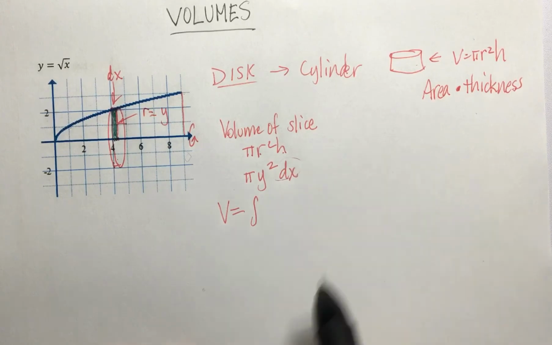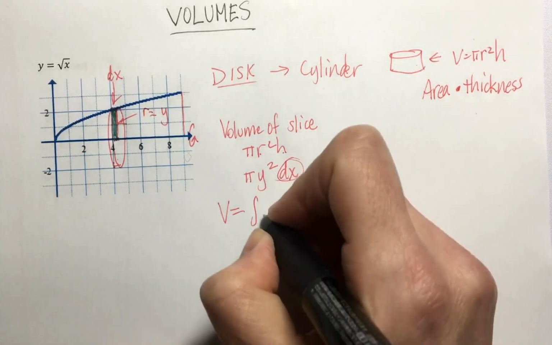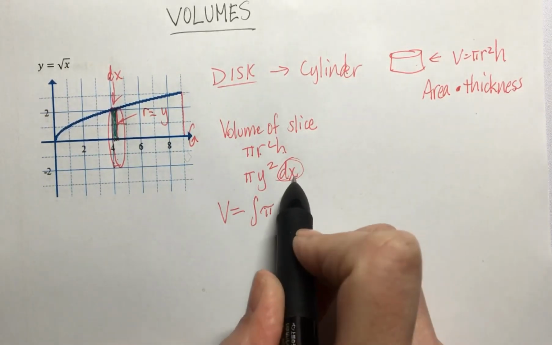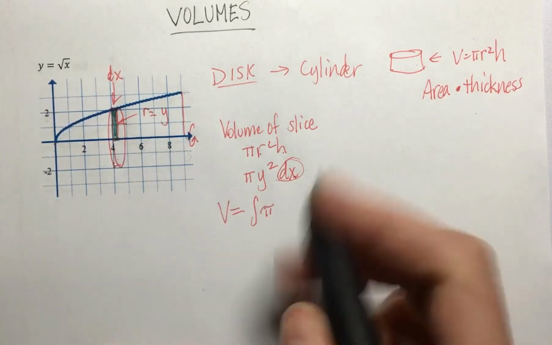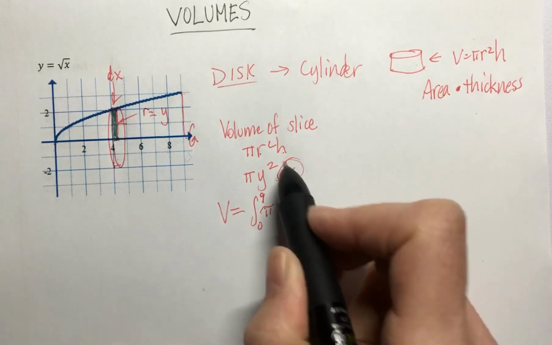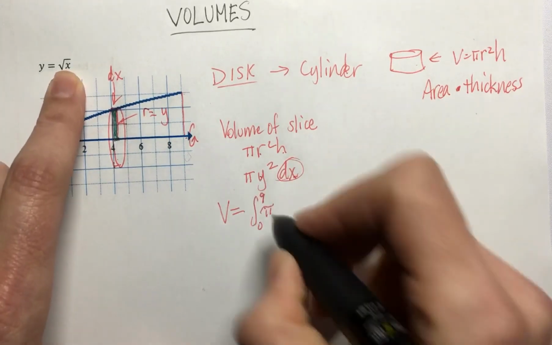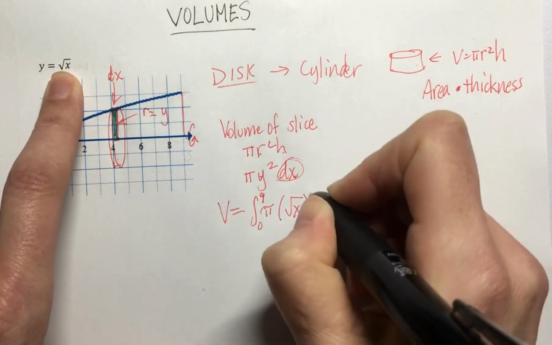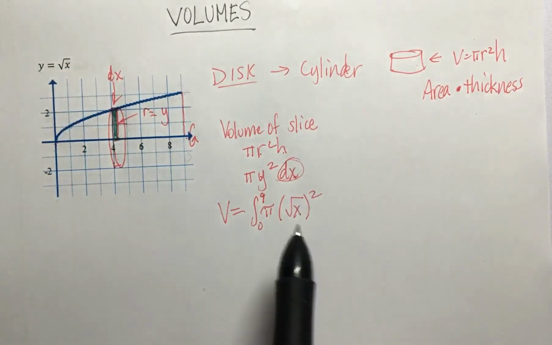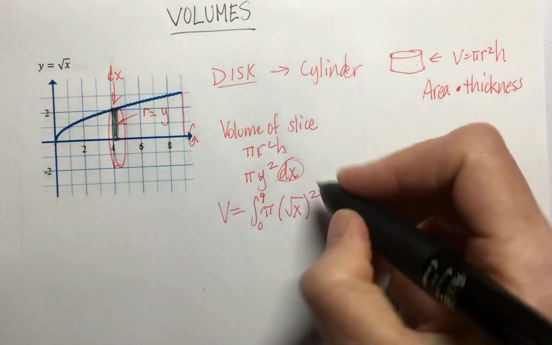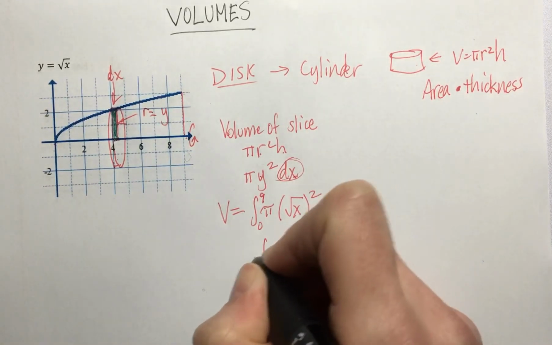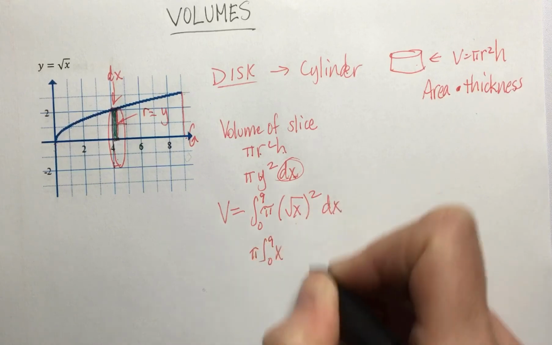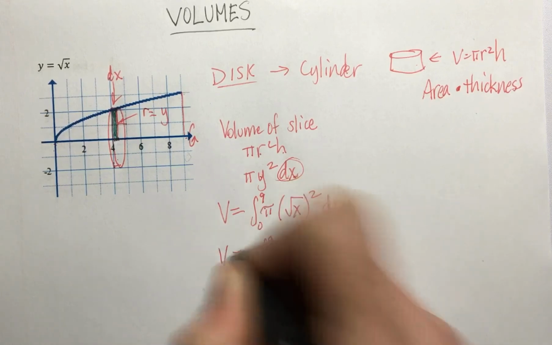So the dx is in charge, and my pi is still going to be there, but it tells me that my bounds are what x is doing. So x is going 0 to 9. And then y is equal to the square root of x. So I have root x squared, and I had to switch it to be in terms of x because the dx says I need to have all x's, and then dx. This is awfully convenient, having the square root of x getting squared. So I have just the x. I'm going to pull my pi to the front to get it out of my way. So I have x dx for my volume.